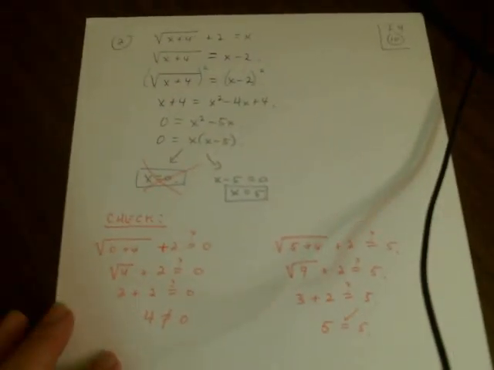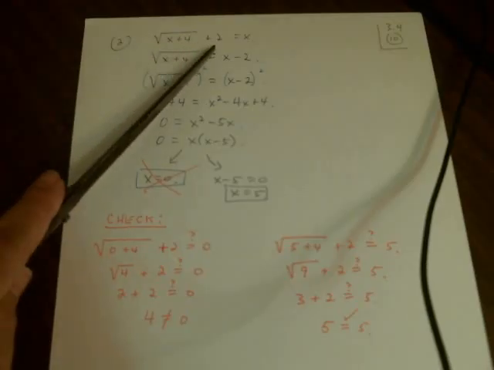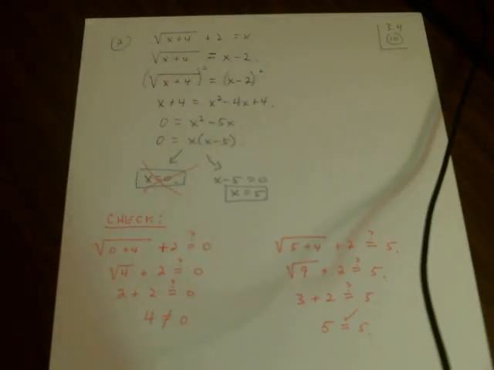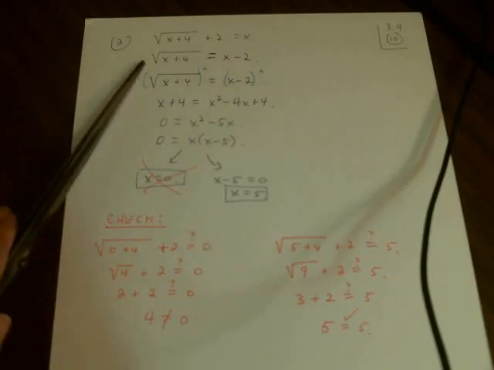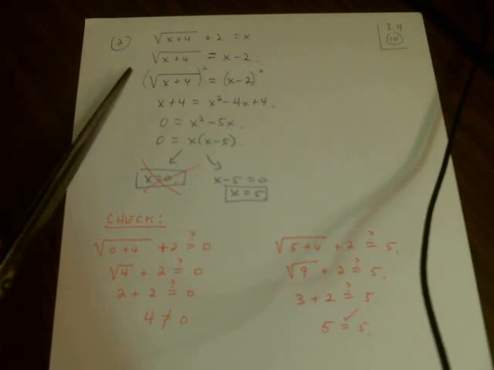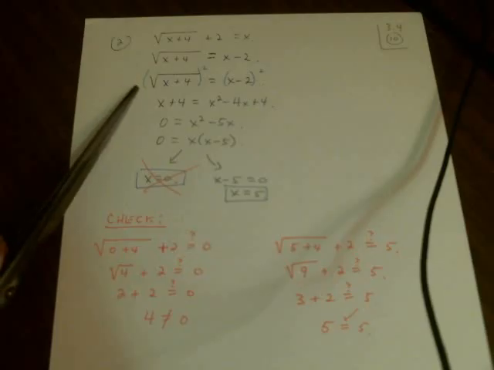A more complicated situation comes up in example 2, where we have the square root of x plus 4, plus 2, equals x. Now, to really begin this process, you need to have the radical by itself on one side of the equal sign. So in this example, I need to subtract 2 from both sides so that we have the radical isolated on the left side of this equation, and proceed to square both sides like we did with the first example.